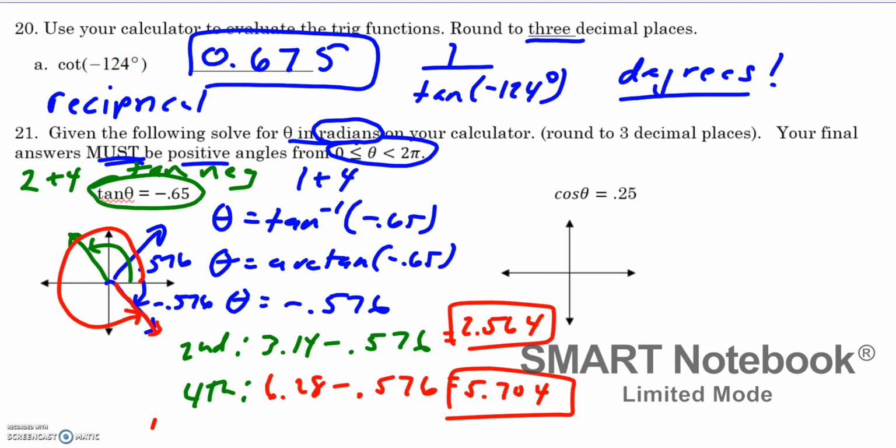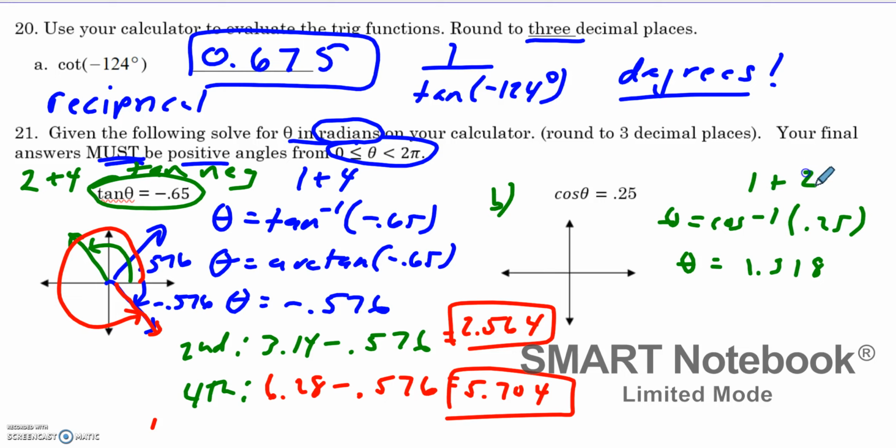All right, guys, picking up here with number 21, part B, technically. First, we need to find the angle. So we need to take the inverse cosine of 0.25. And if I do that, I get my angle equaling 1.318. Now, because my original ratio is negative, our cosine is restricted to quadrants 1 and 2.